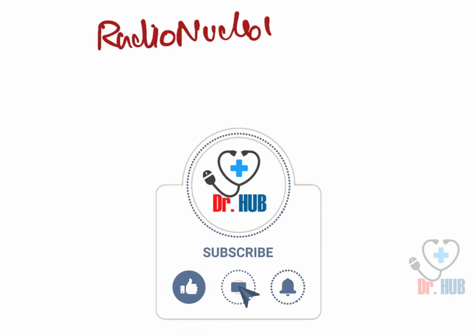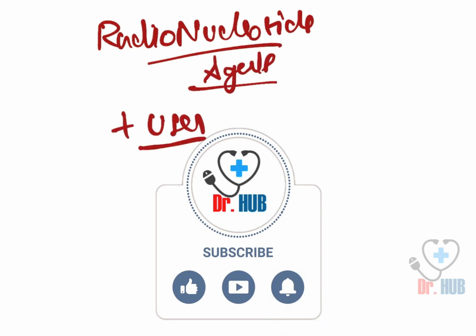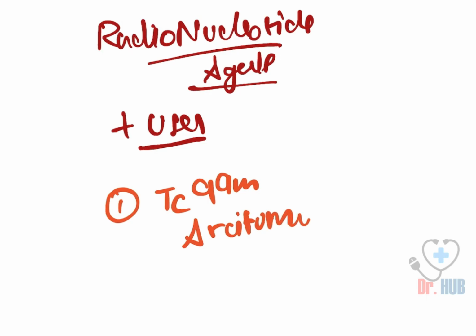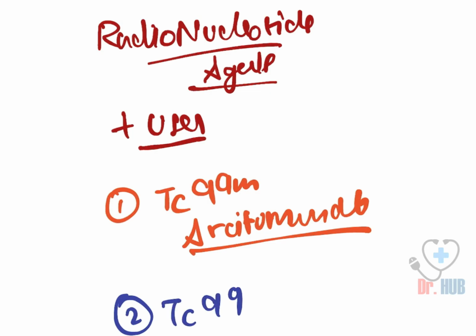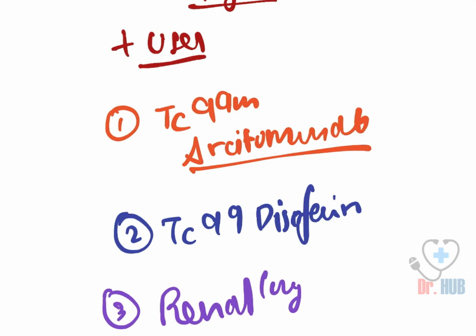Radionucleotide agents. So we're going to see radionucleotide agents along with their uses. To ask a few questions: what is the use of the TC99M technetium RC2-MOMBAP? Second question, what is the use of the TC99 disophenin? Third, what are the radionucleotide agents used in case of renal imaging? By the end of the video, you will know the answers to all these questions. And at the end of the video, there are some questions to be answered in the comments as well.